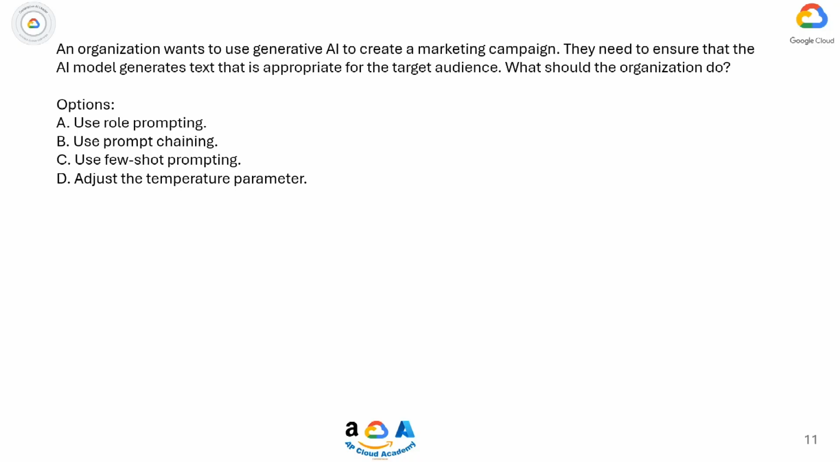Options. A. Use role prompting. B. Use prompt chaining. C. Use few-shot prompting. D. Adjust the temperature parameter. Answer A. Use role prompting.